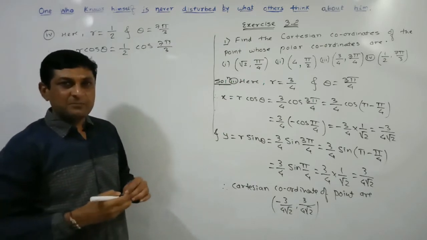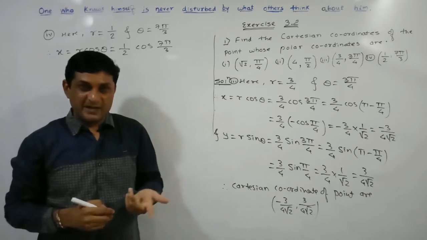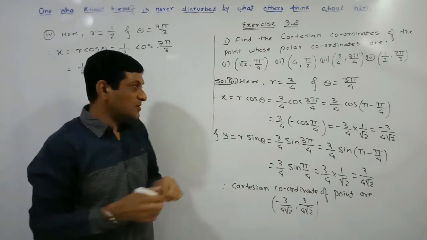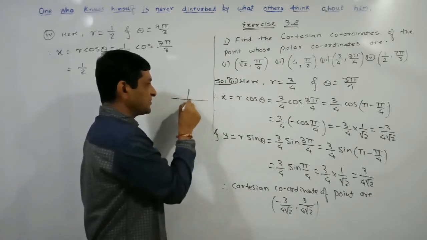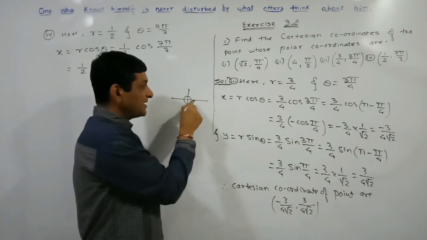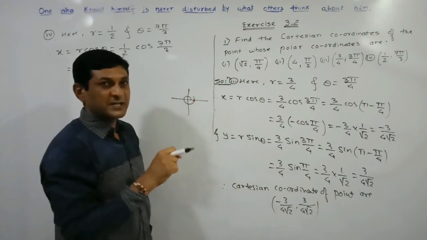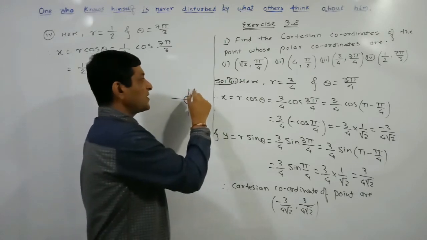Pi by 3 means 60 degrees. 60 into 7 means 420. 420 is greater than what? 420 is greater than 360. Up to here, the angle has become 360. 360 plus 60 means we are in which quadrant? First quadrant. So first quadrant means what?